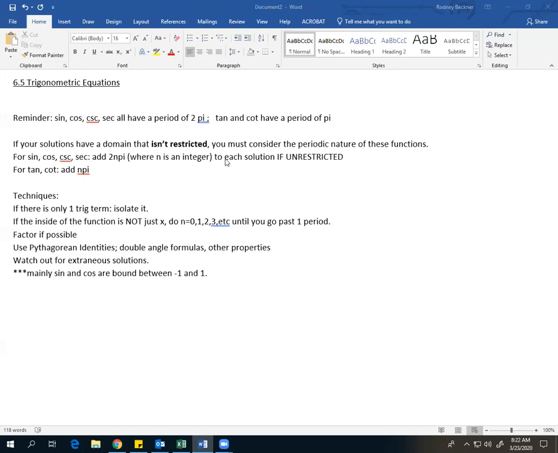So again, some of the biggest issues we'll have in this section is whether the question has solutions that are restricted or not. If they're unrestricted, in other words, if I just give you the equation and I don't say on some interval, then you'll have to do this add 2n pi or add n pi stuff. If I do give you restrictions, we don't necessarily have to add those unless we have not an amplitude factor, but a period factor inside. In other words, a number in front of the variable.